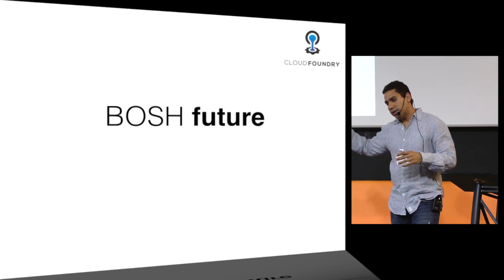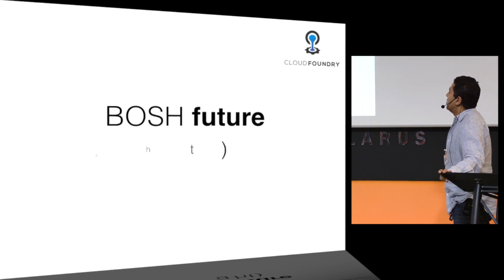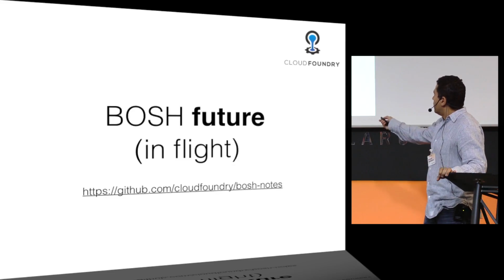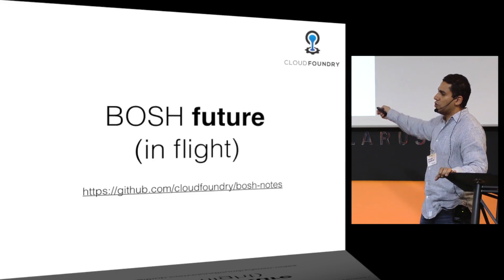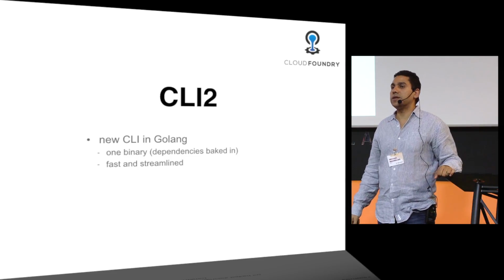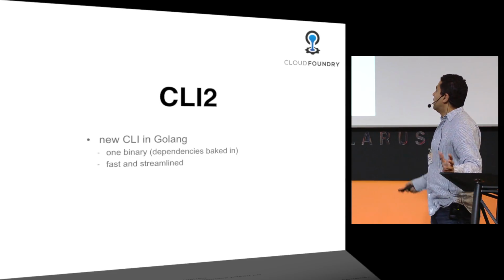In the future, and things that we're working on right now, are things pretty much in flight. If you go to Bosh Notes, you can get a little bit more details of all of them. So if you just Google search on Bosh Notes. One thing is the CLI. We now have a new CLI which is written in Go.